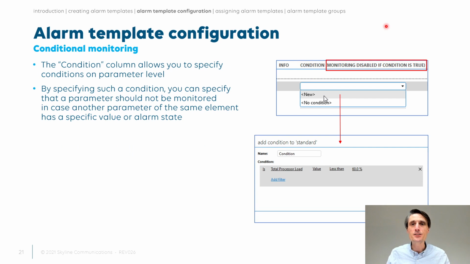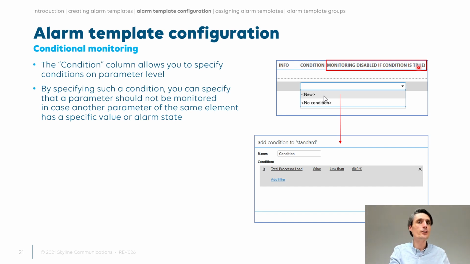Okay. Another nice feature that allows you to make sure that your alarming is as accurate as possible is the conditional monitoring. It's the possibility to say that certain parameters should only be monitored under certain conditions. Or I should say it the other way around, that the monitoring is disabled if a certain condition is happening in your system. If you have a satellite receiver and all of a sudden the input signal is gone, you will generate an alarm on the input signal.